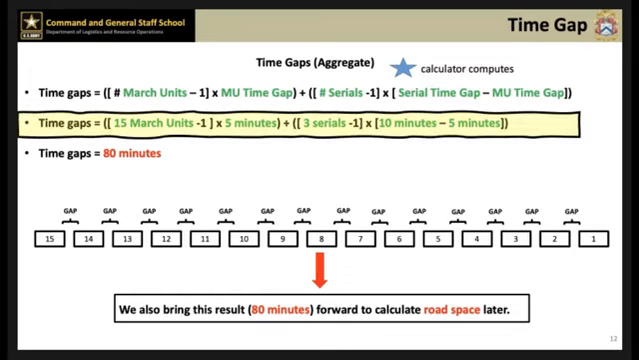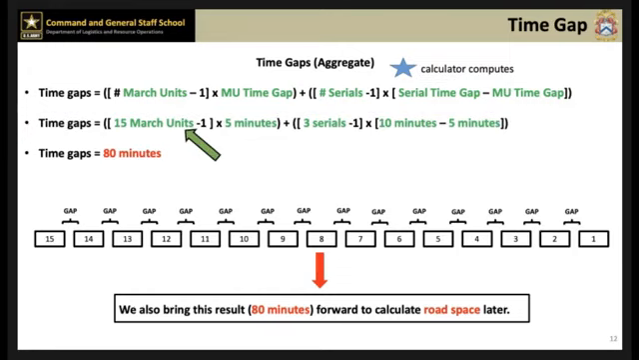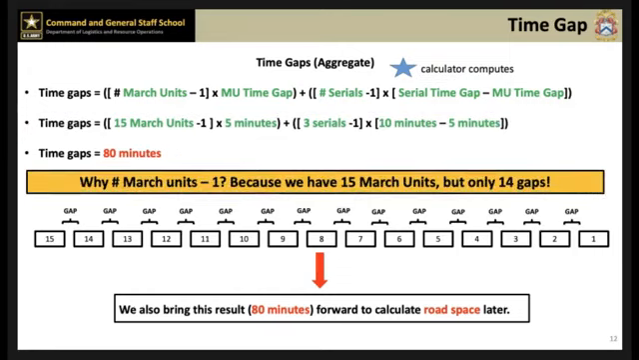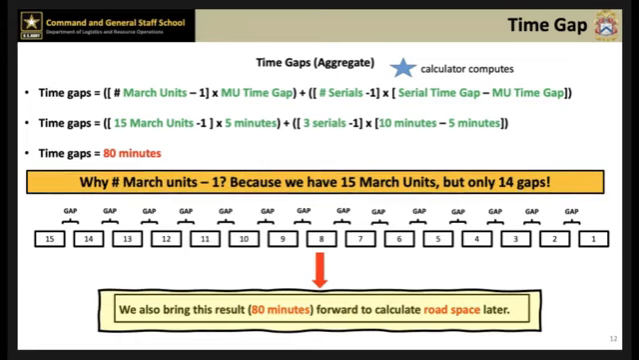But let's take a closer look at this formula. Why do we subtract 1 from march units? There are only 14 gaps between each march unit. We need this result to figure out road space later on.